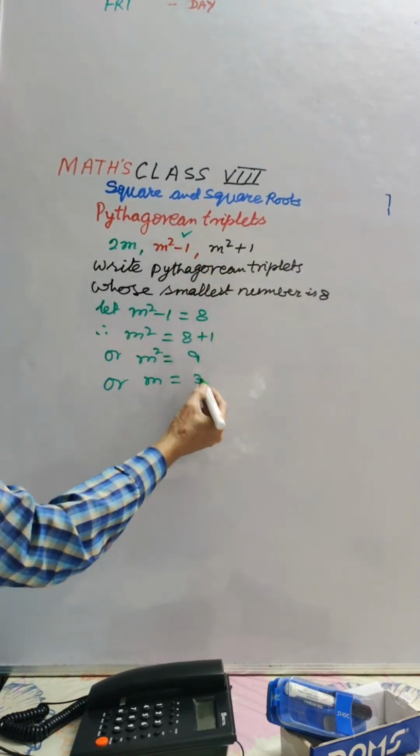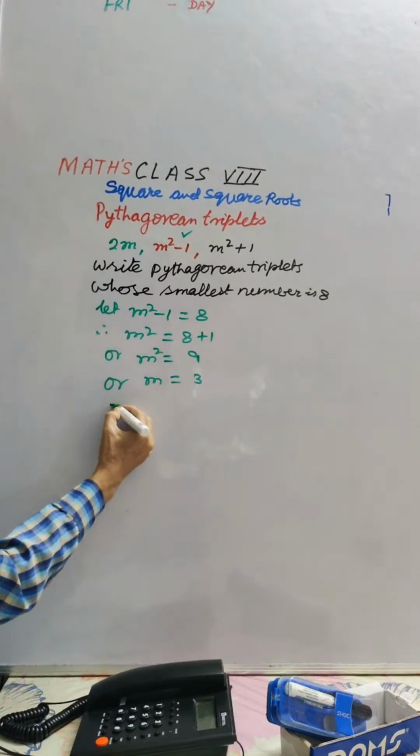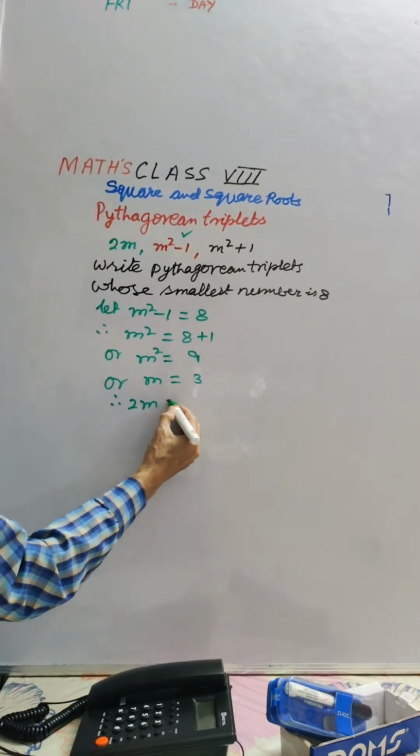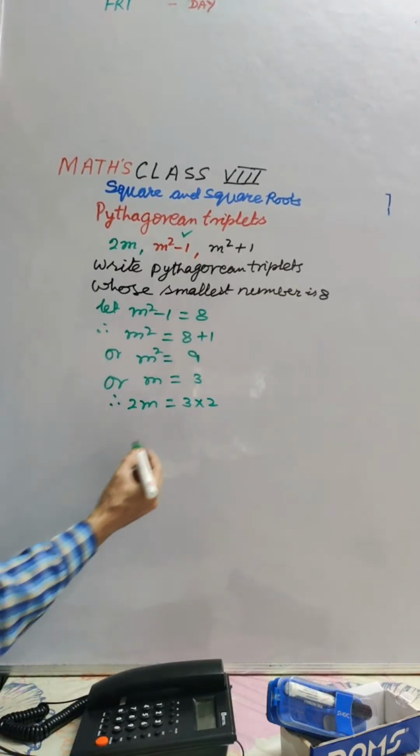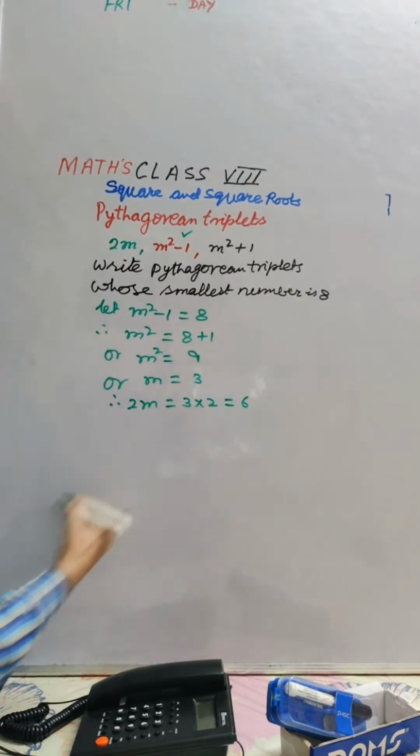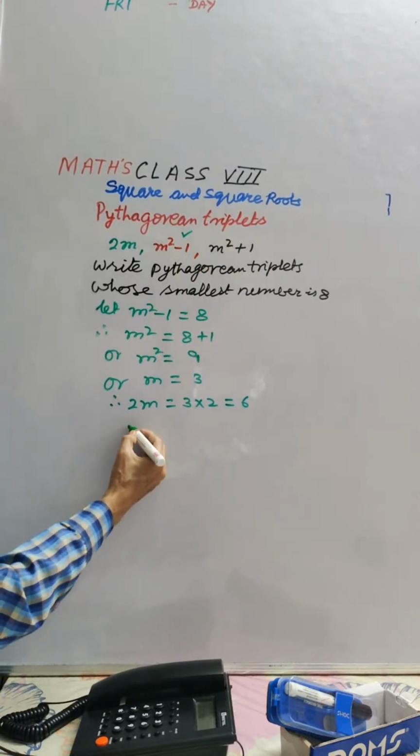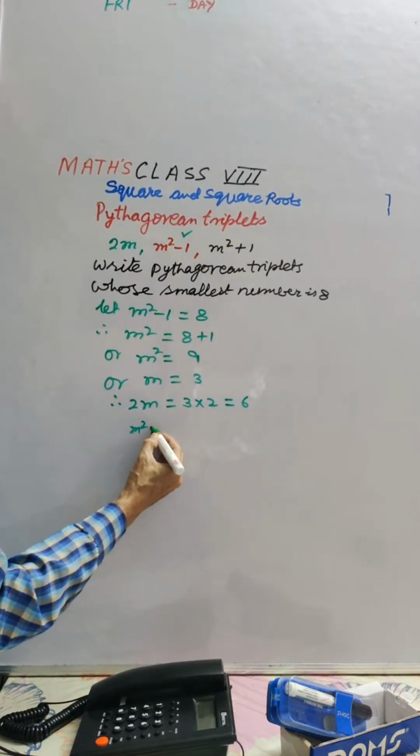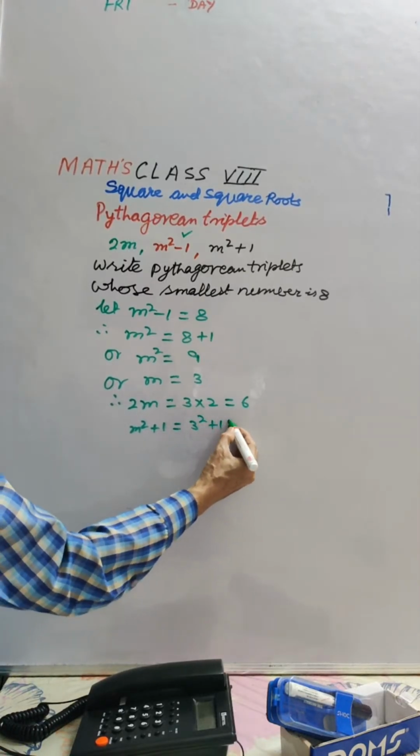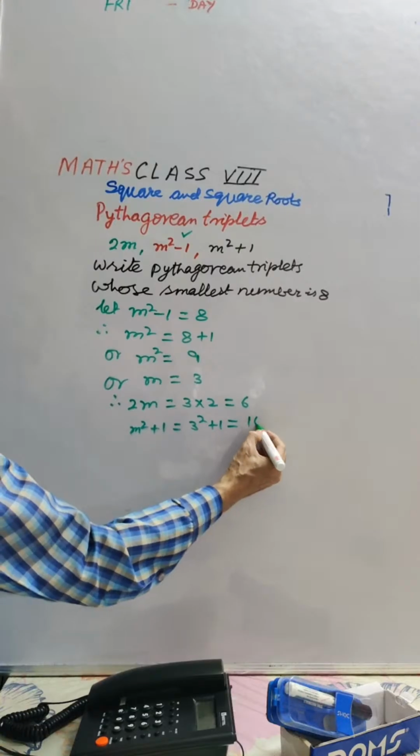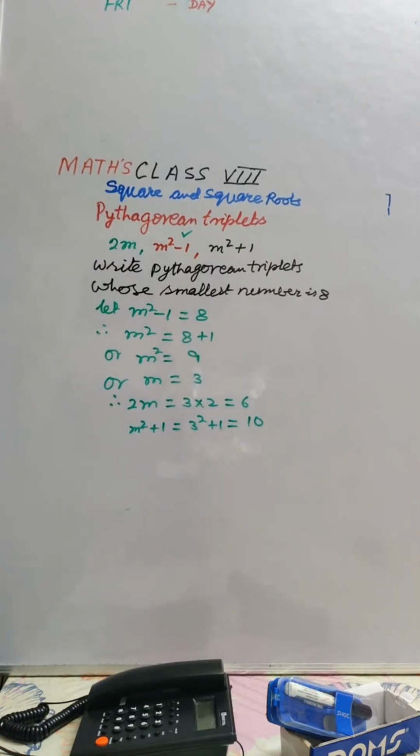This number is 8. Now 2m, the second number, will be 3 into 2, that will be 6. And the third number, m square plus 1, that is 3 square plus 1. 3 3s are 9 plus 1 is 10. So our Pythagorean triplets are 3, 6 and 10.